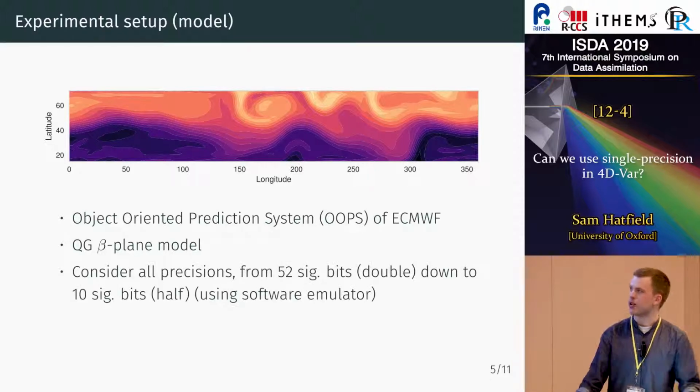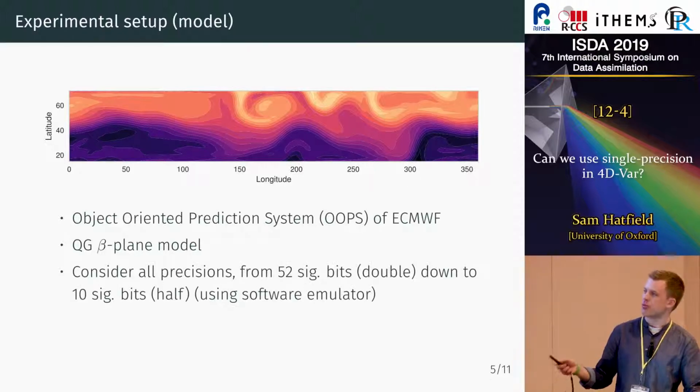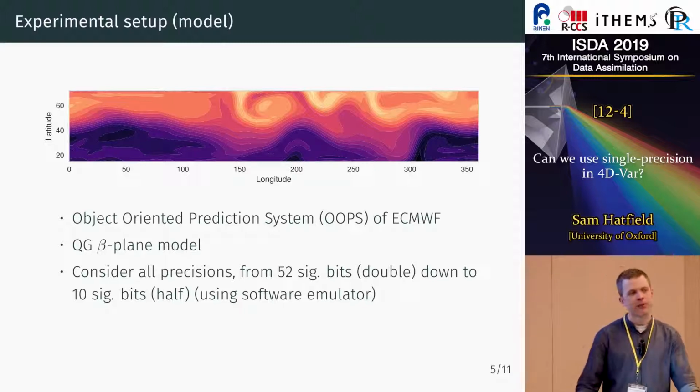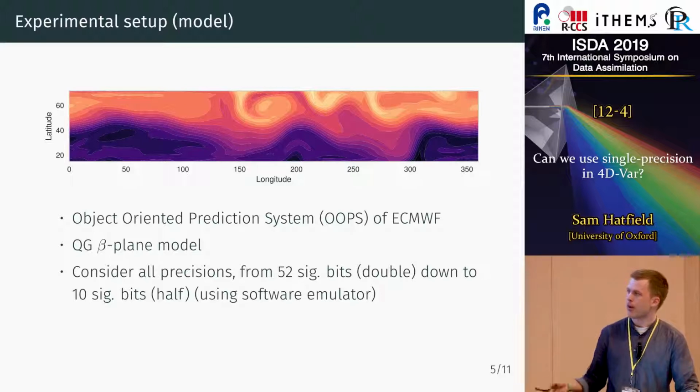And I'm going to be considering not just double and single precision, but also all levels of precision in between. So I reason that any effect that we get from using single precision will be more easily identifiable if we look at all levels of precision, not just double and single. And to do that, I used a software emulator. So that's the model setup.